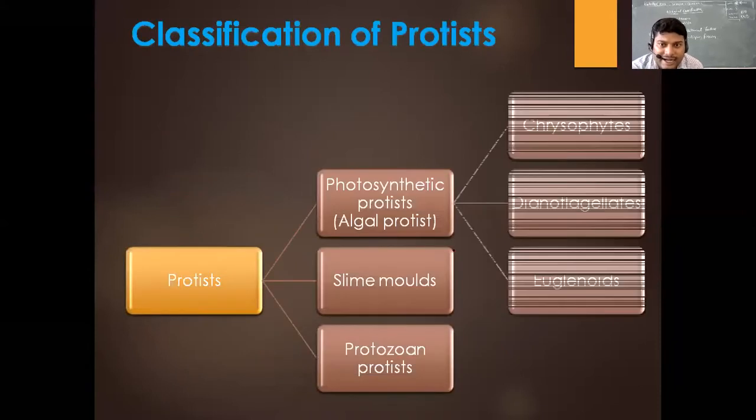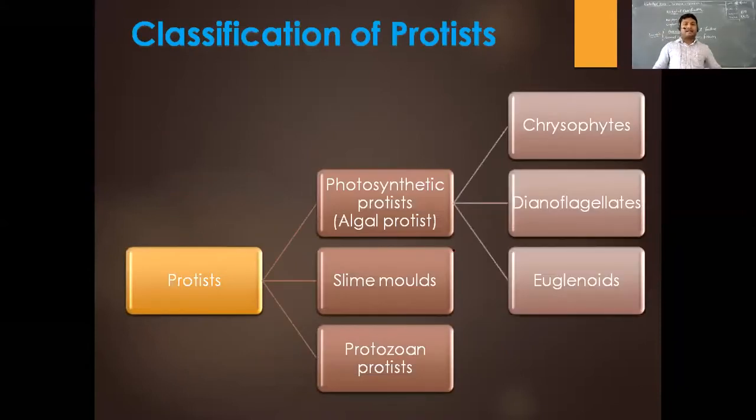Classification, yes. I hope you remember this, that protists can be classified into the photosynthetic protists, that is chrysophytes and dinoflagellates. Again, I made a mistake, it is not dyno, it is D-I-N-O, dinoflagellates. And then you have the euglenoids, and the next group is going to be slime molds and protozoan protists. So we have already learned about the chrysophytes, dinoflagellates and euglenoids. I hope you remember that.